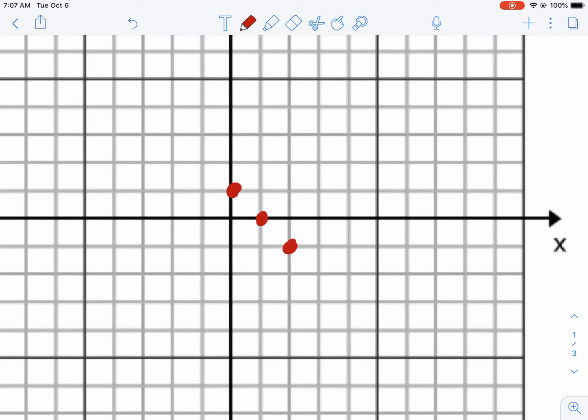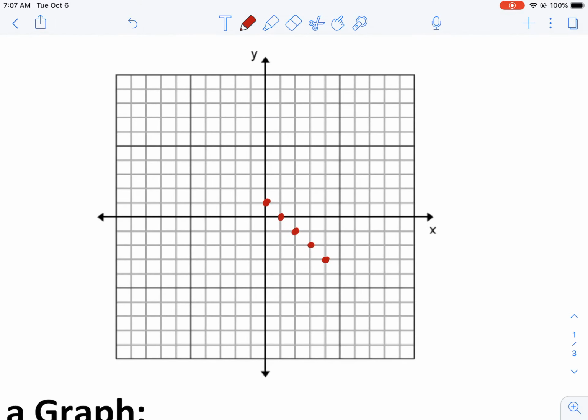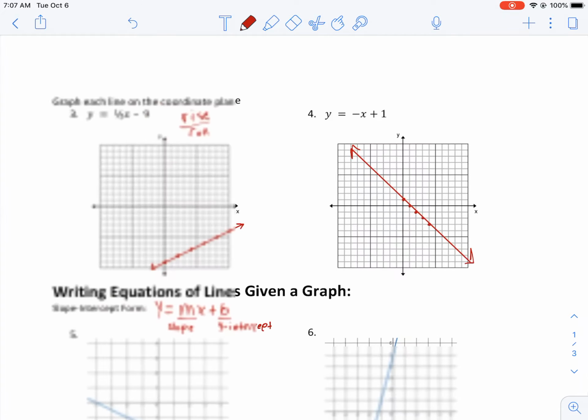So your line should be going this way. A negative slope means your line is going down, all right? So therefore, you do not want to go to the left one. If you go to the left one, your line won't be going down anymore. All right, so this is what our slope would look like for a negative slope. Okay.